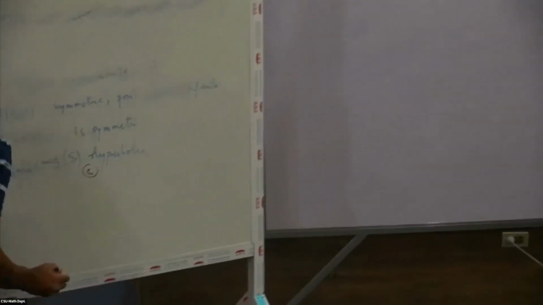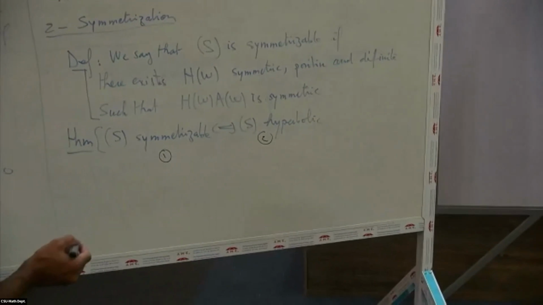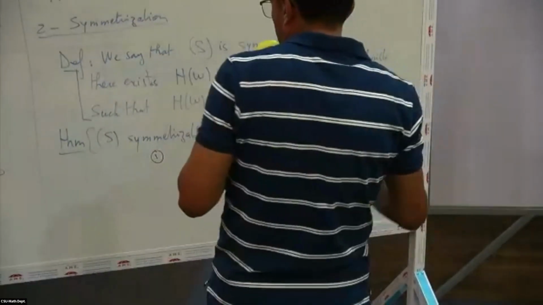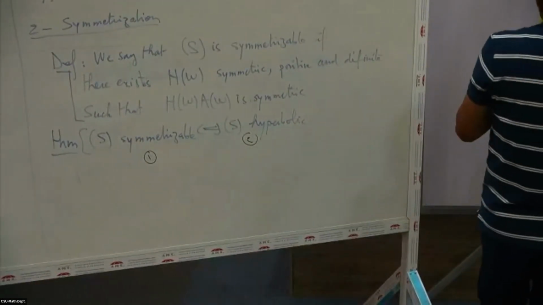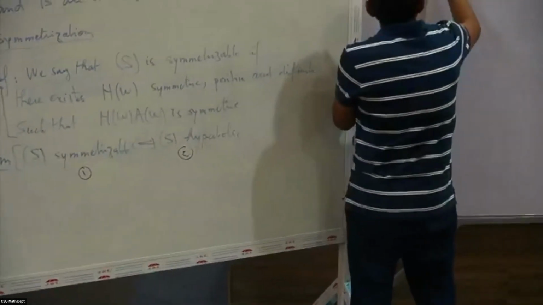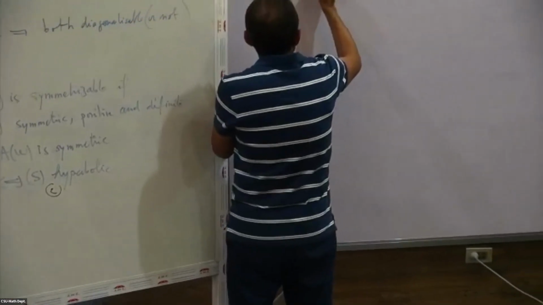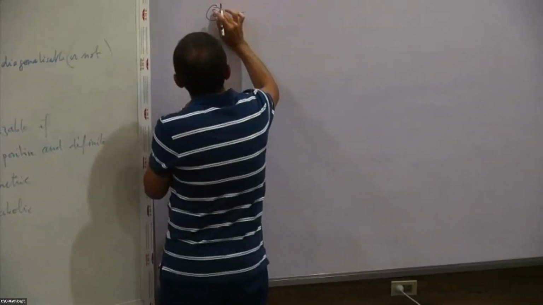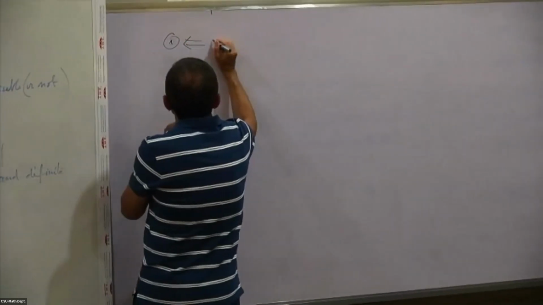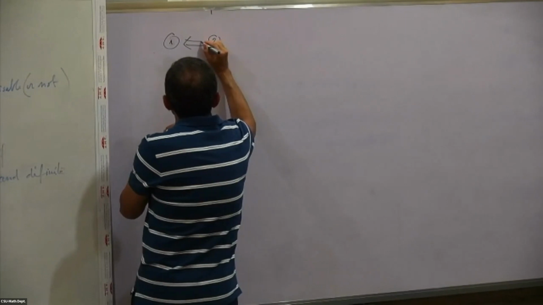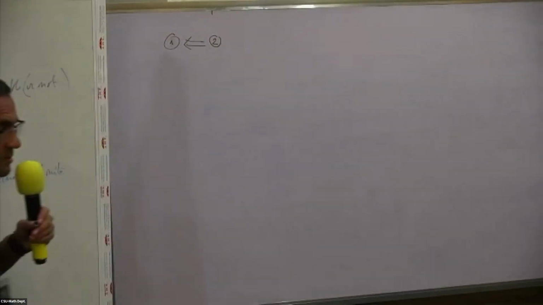Let's go. So this is 1, this is 2, and we prove that 1 is equivalent to 2, okay? I begin with 2 implies 1. The reverse is not easy, so be careful. I begin with the reverse, okay?